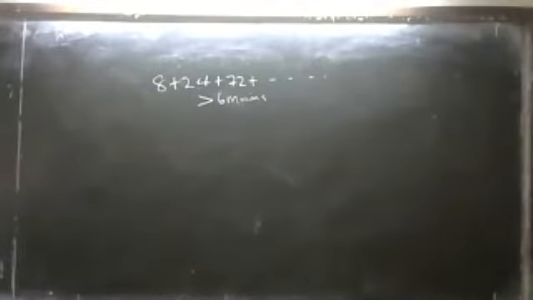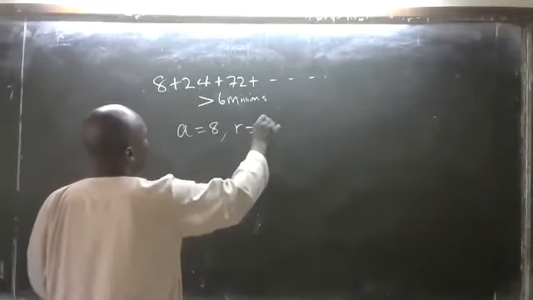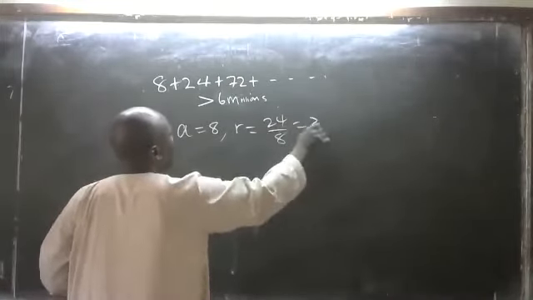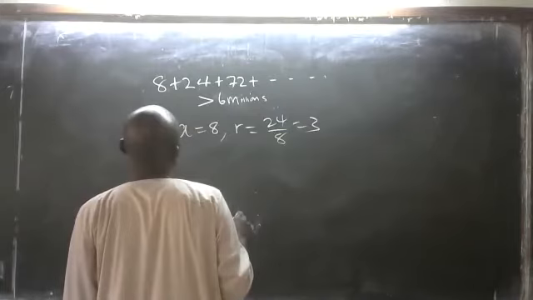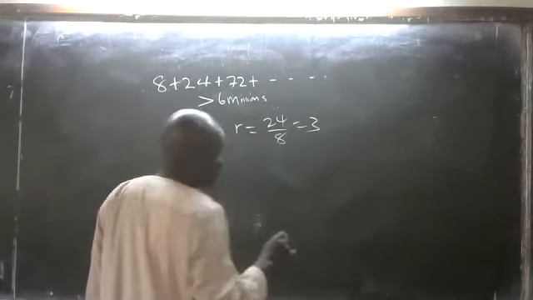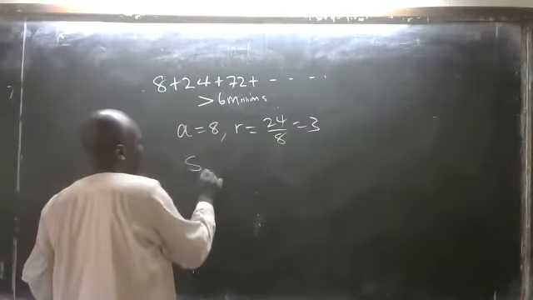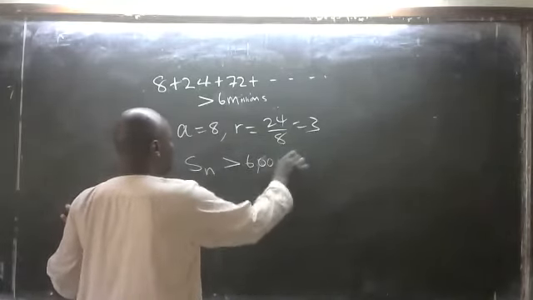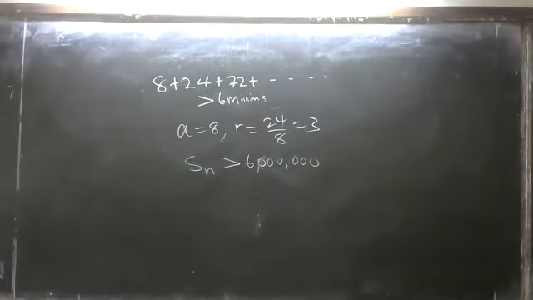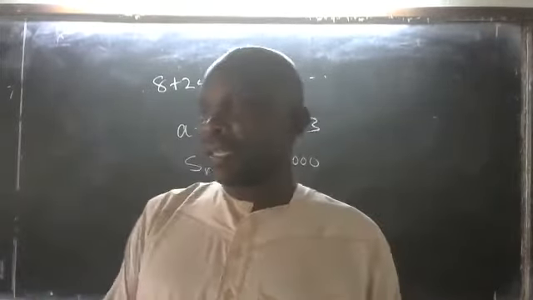Okay, so our A is 8, our R is 24 over 8, and we want SN greater than 6 million. Whenever they use the word greater or less in the question, as you answer, also put that symbol. Don't put equal.